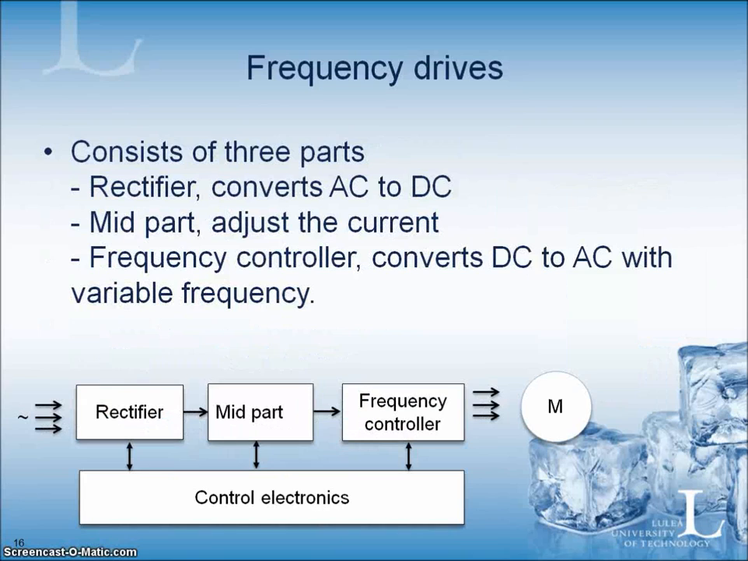Inside the frequency drive, it consists of three parts. It's a rectifier that converts AC to DC, or in the case of the brushless DC motor, you already have DC, so you don't have to care about this step. You have the mid part, in which you adjust the current. You have a frequency controller that converts DC to AC with a variable frequency.